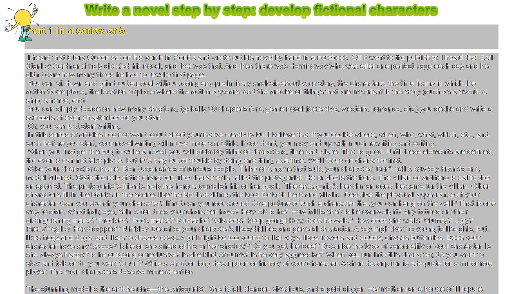Freckles, pockmarks, mustache, glasses. Keep going. How does he walk? How does she walk? Clumsy, ugly, pretty, agile, handicapped, nimble.